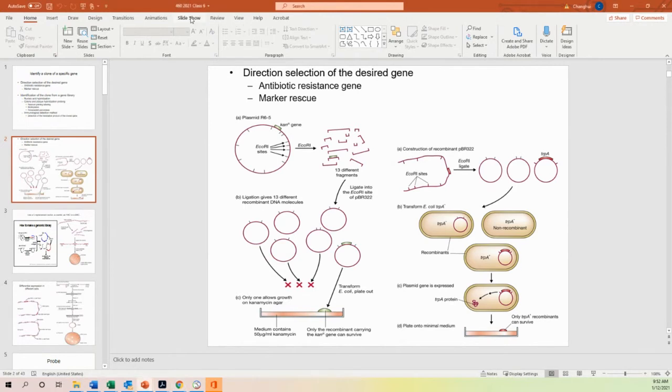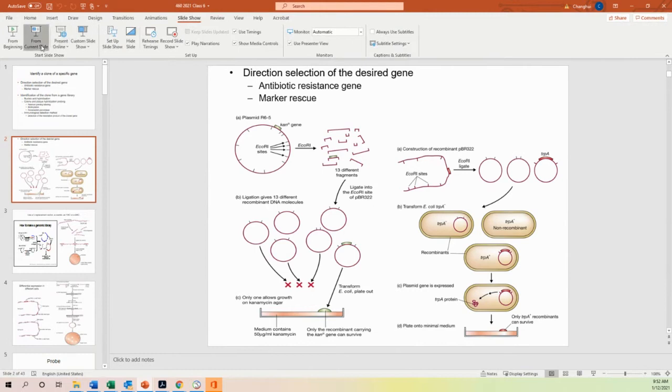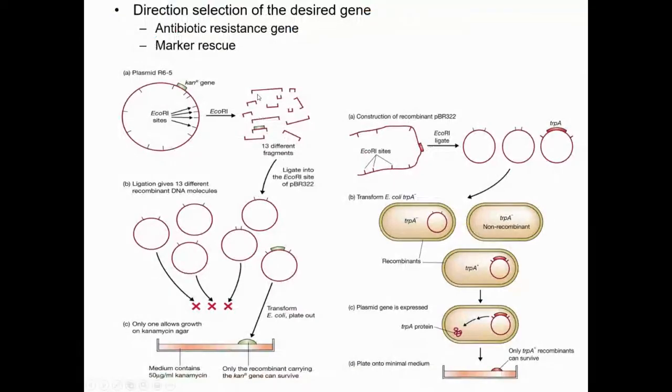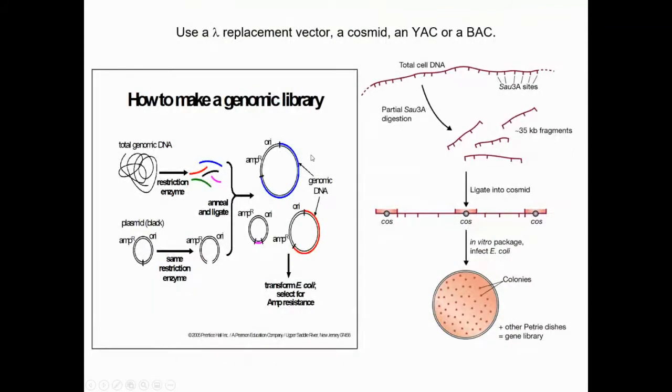Here is how to make the genomic library, so that you can identify the specific colony that you want.